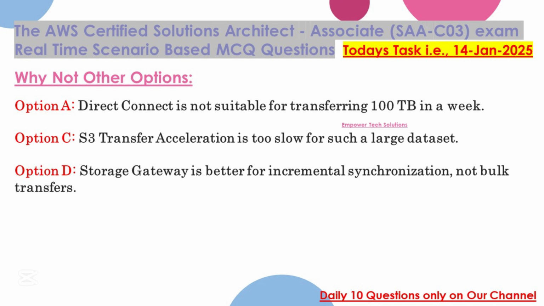Why not other options? Option A, Direct Connect is not suitable for transferring 100 terabytes in a week. Option C, S3 transfer acceleration is too slow for such a large dataset. Option D, Storage Gateway is better for incremental synchronization, not bulk transfers.